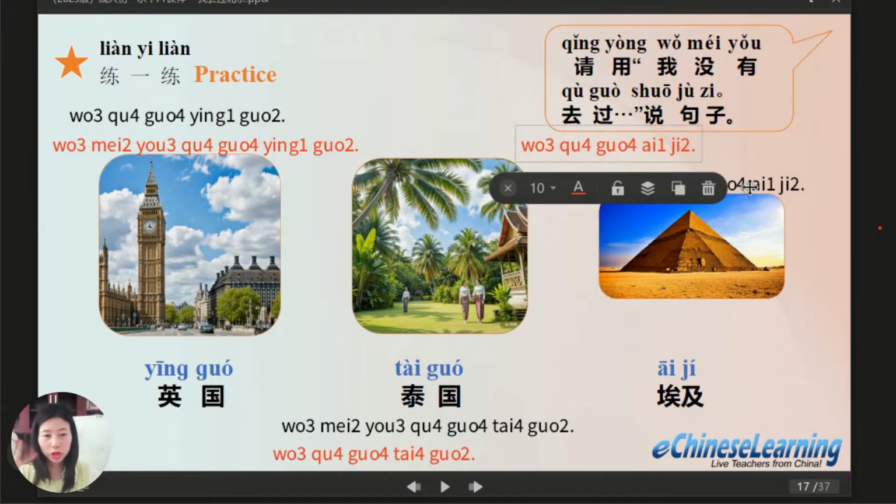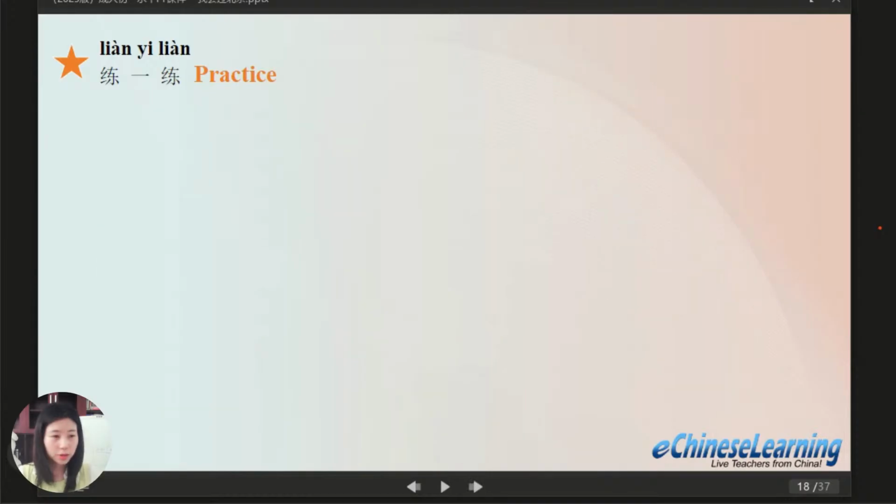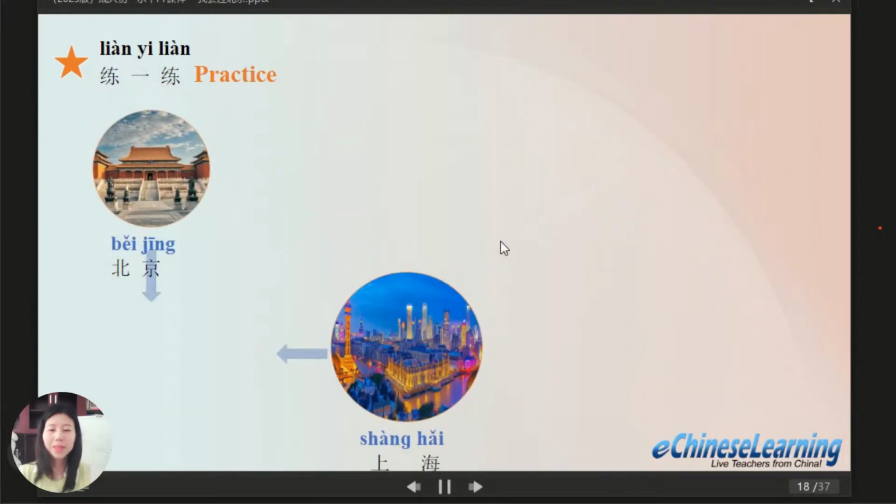Okay, so we got two sentences here. 我去过 and 我没有去过. So this is for these two structures. Just try to memorize it. Let's see the next part. I think the next part would be the practice.